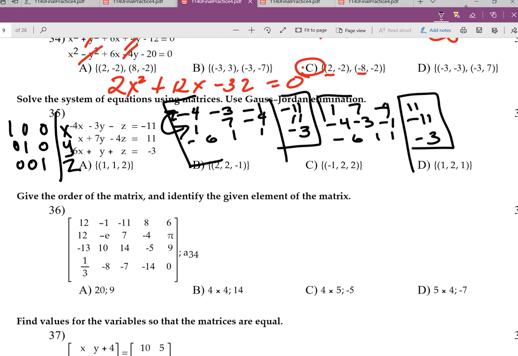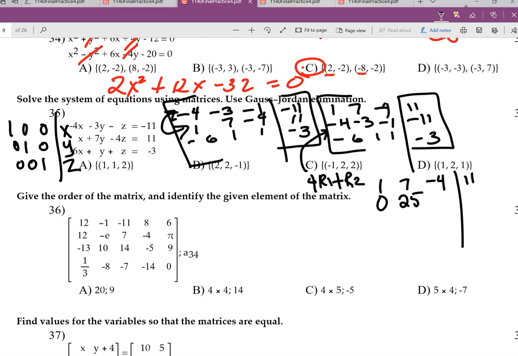All right, next thing I want to do is zero out this part. So I'm going to do 4 times row 1 plus row 2. And I'm doing that right here. All right, so if I do that, then I have 1, 7, negative 4, and then 11. This zeroes out because 4 times 1 is 4 plus the negative 4 is 0. I want that. Okay, 4 times 7 is 28. 28 minus 3 is 25.